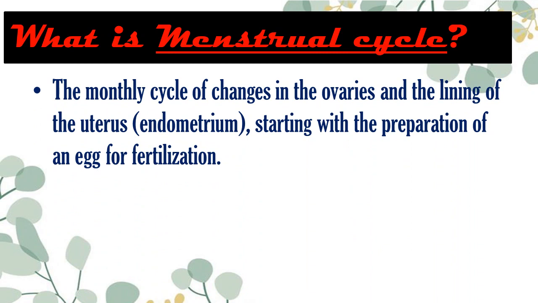So the monthly cycle of changes in the ovaries. So ovaries, this is a female reproductive organ. So the monthly cycle of changes in the ovaries and lining of uterus, that is also known as the endometrium, that is inner lining of uterus, is starting with the preparation of an egg for fertilization, that means for pregnancy. So this is a complete process of this. It is called as a menstrual cycle.